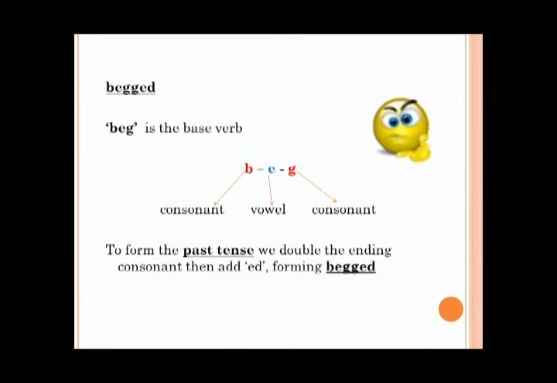B, the consonant. E, vowel. G, consonant. By now you know the rule. To form the past tense, we double the ending consonant, then add ED, forming the word begged.